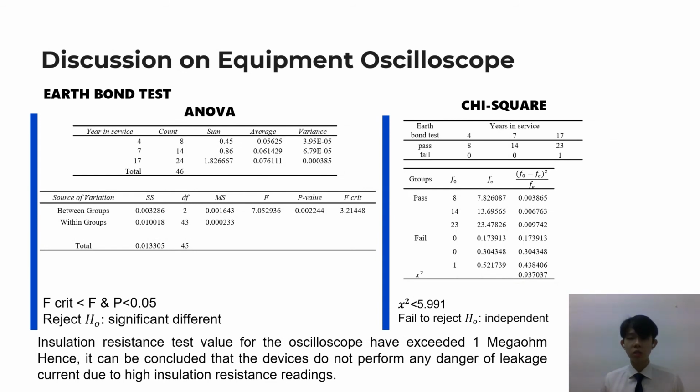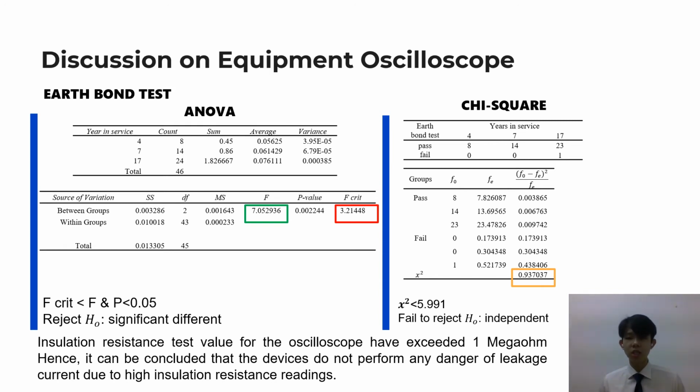Moreover, 46 oscilloscopes were tested in FKE Laboratories. The table on this slide shows the Earthbound test ANOVA and chi-square analysis. From the ANOVA table, the F critical 3.21 is lower than the F statistic 7.05, so the null hypothesis is rejected, meaning there is a significant difference among the means. Next, the chi-square table shows the x-square is lower than 5.991, meaning that the relationship between the Earthbound test and year in service is independent.